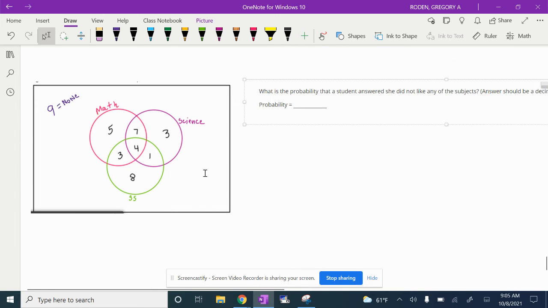Okay, so this next one says, what is the probability that a student answered she or he did not like any of the subjects? Well, that would be the 9 right there, right, guys? So that's the 9 out of, and I believe there are 40 students. So 9 divided by 40 is approximately 0.23 when you round to the nearest hundredth.